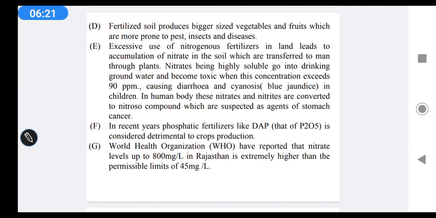The excessive use of nitrogenous fertilizers in land leads to accumulation of nutrients in the soil which are transferred to man through plants. Nitrates, being highly soluble, go into drinking groundwater and become toxic when the concentration exceeds 90 ppm, causing diarrhea and cyanosis, meaning blue baby syndrome, in children. In the human body, these nitrates and nitrites are converted into nitroso compounds which are suspected agents of stomach cancer.